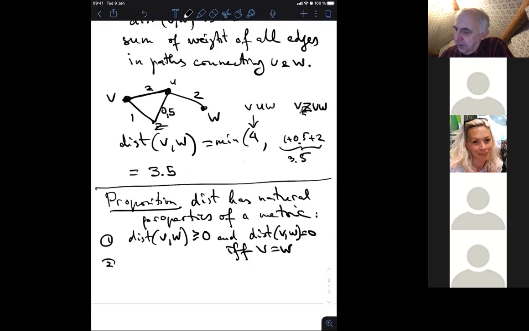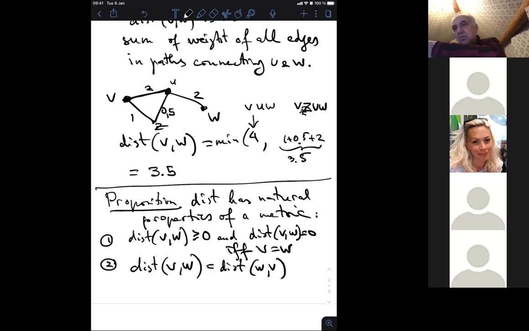The second property is that distance is a symmetric thing. Here I'll be talking about non-directed graphs. If we talk about directed graphs, then we need to take directed paths connecting v and w, and then distance doesn't have to be symmetric. But for a non-directed graph, distance is obviously symmetric. We can go along the same path from v to w and back.